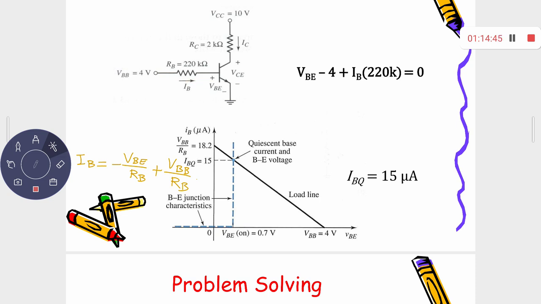Here I should place IB. IBQ is equal to 4 volt minus 0.7 volt divided by 220 kiloohms. That is IBQ, the quiescent base current. It means that it is very much close to the saturation. Yes, the current is close to saturation.